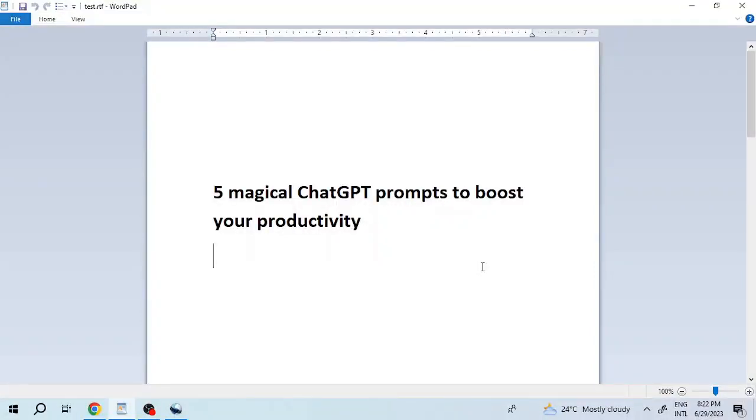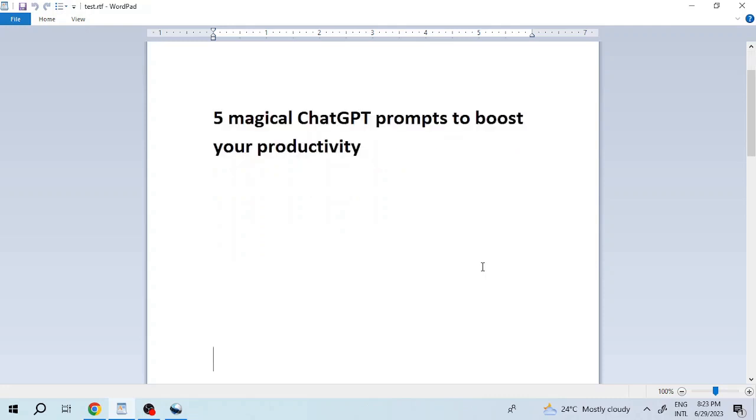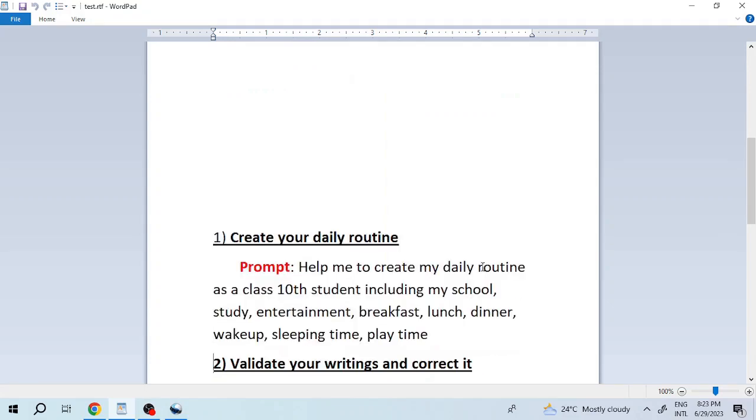So friends, today I'm going to discuss the 5 magical prompts that we can use in ChatGPT to get some information, and these prompts can be very helpful to boost our productivity in our daily work life, in our daily work or in our study or in any area where we are working. So let's go through it, and please be with me till the end of the video. It is definitely going to be very helpful and very informative for all of you guys.